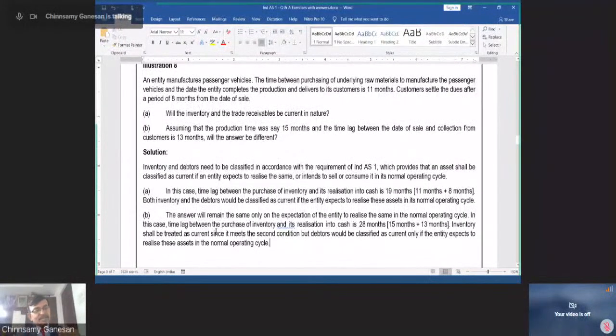Inventory shall be treated always as current, even in the first case or in the second case, because the second condition anyway will be met. But debtors will be classified as current only if expected to be realized within the operating cycle. In this case, the operating cycle is going to be 28 months, right? So this is what you have to consider for the purposes of your determination.